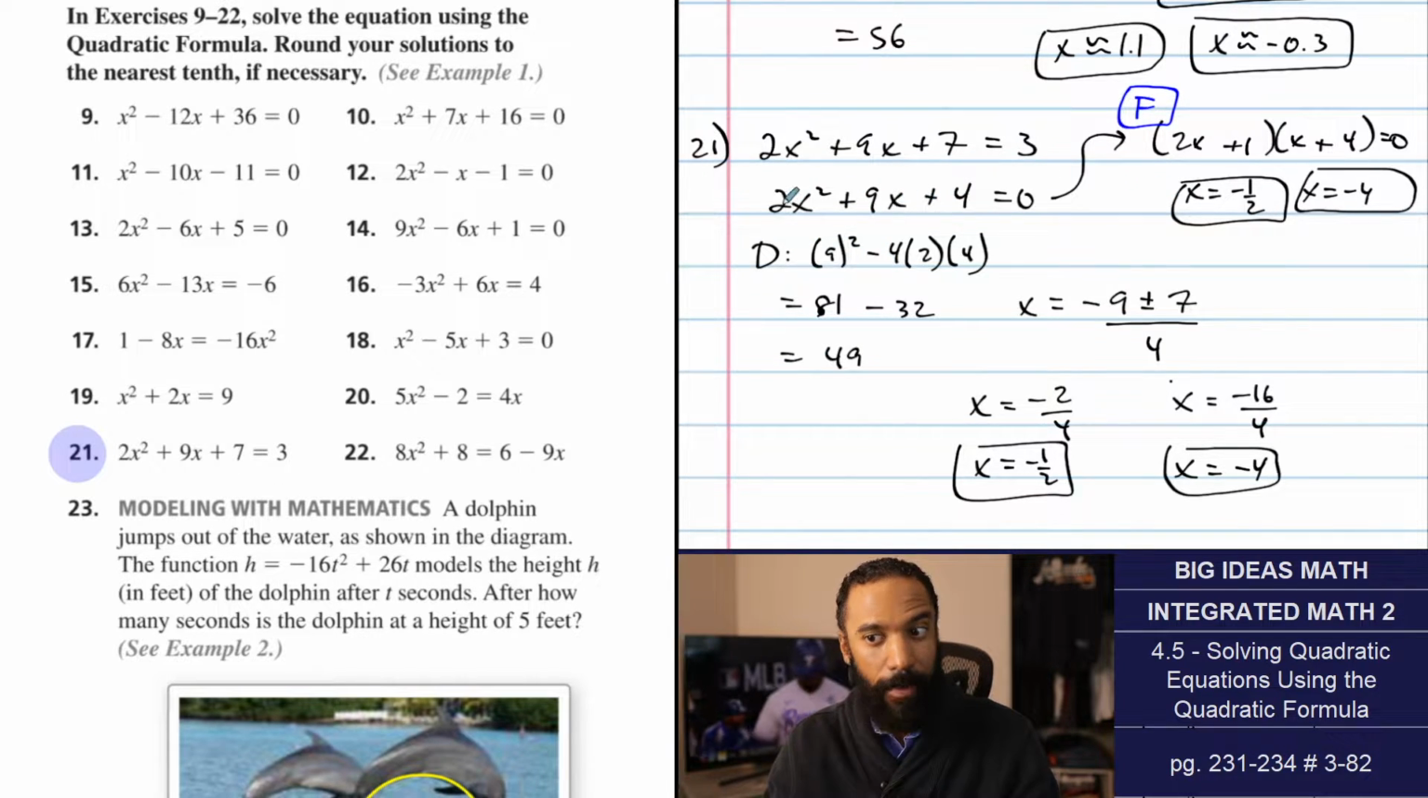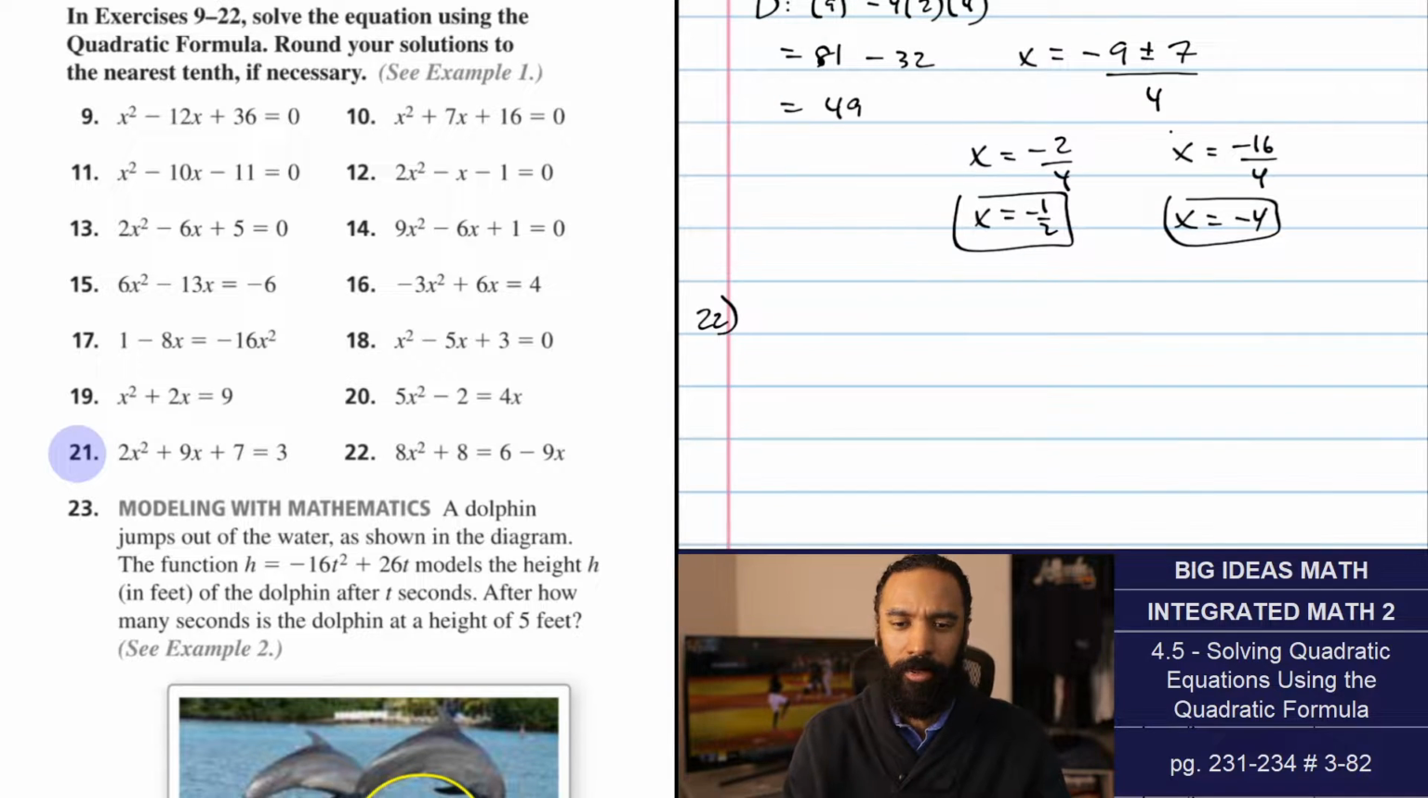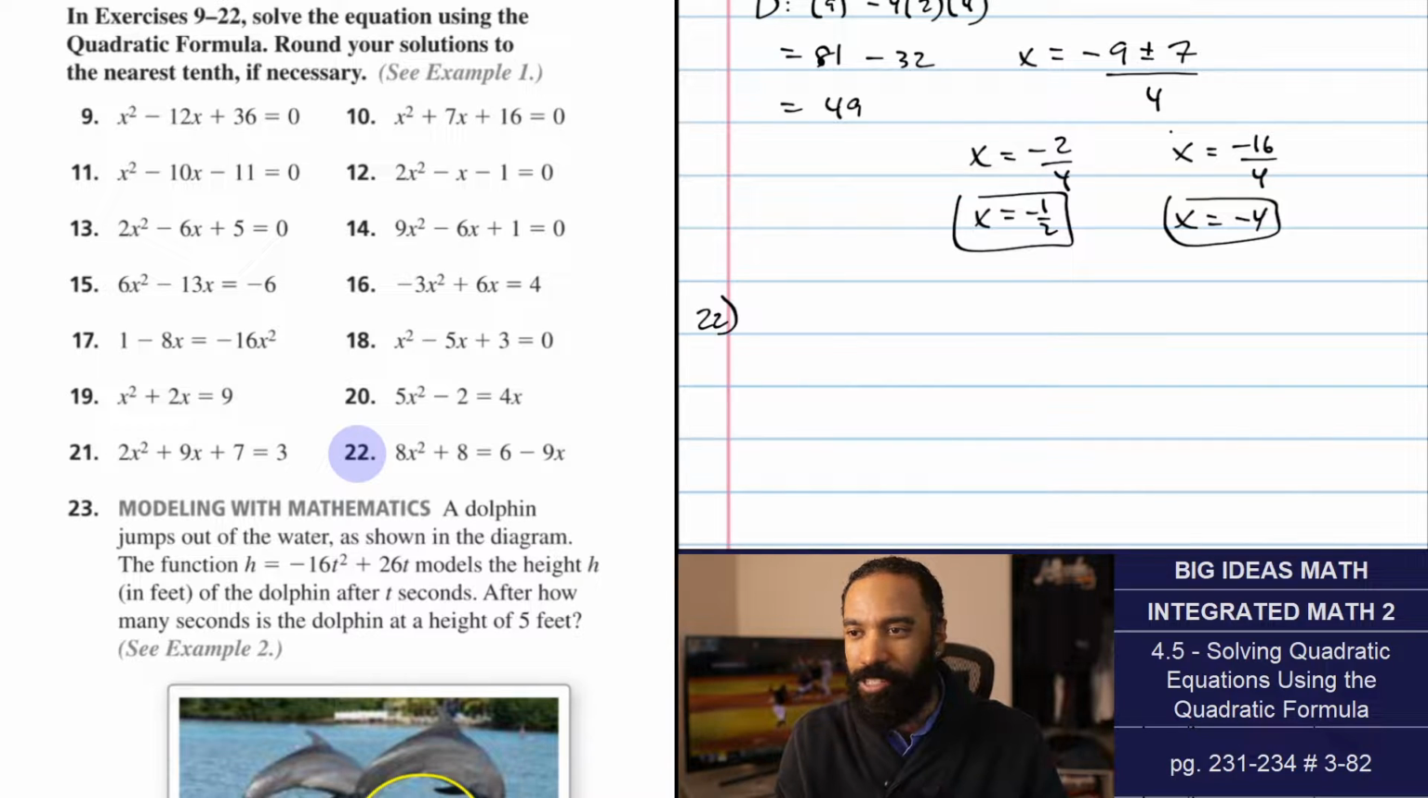Now, both of them had to get this in standard form set equal to 0. So that didn't change. Yeah, that absolutely did not change on that. Number 22. So instead of sniffles, you're going to get yawns this time.